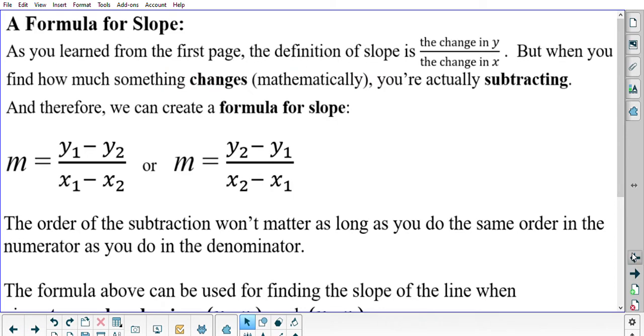All right, moving on. 3rd page of your guided notes. We can actually create a formula for finding slope. Follow along as I read this out loud. As you learned from the 1st page, the definition of slope is the change in y over the change in x. But when you find how much something changes mathematically, you're actually subtracting. And so therefore, with that in mind, we can create a formula for slope. And you can see there's actually 2 different ways of doing the formula. You can start with the 1s or you can start with the 2s.